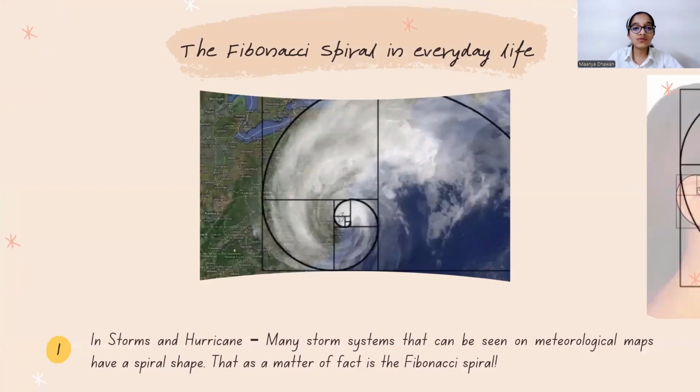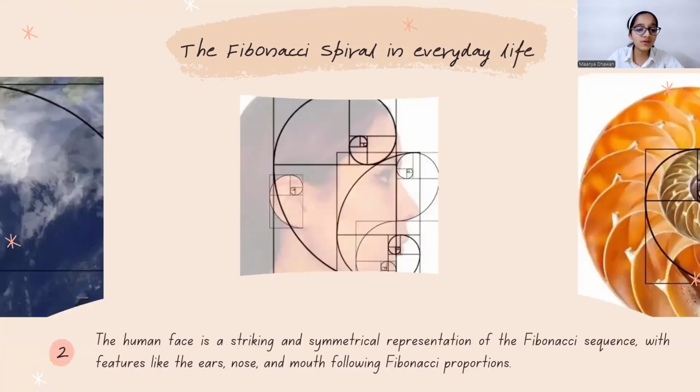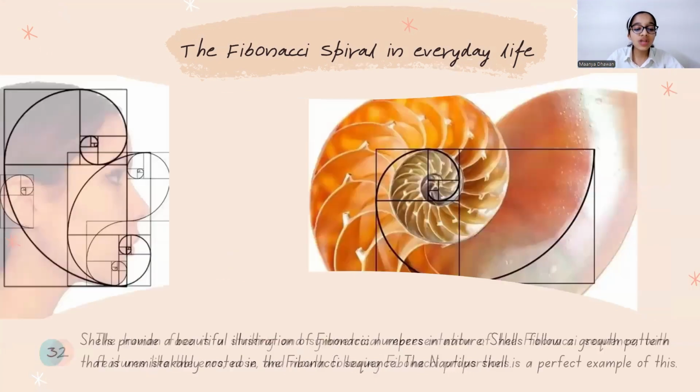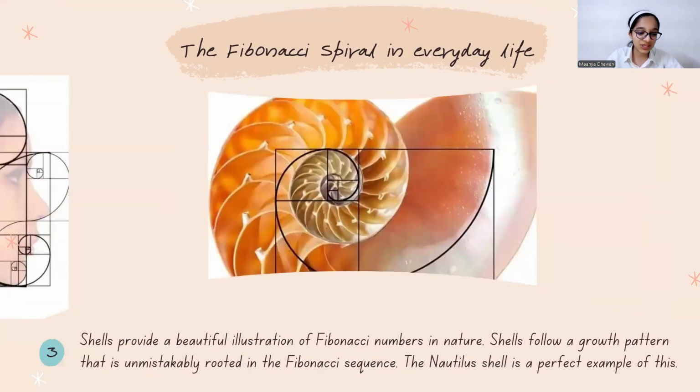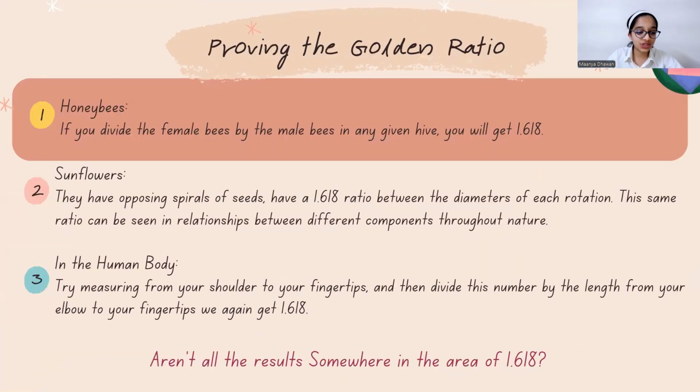Now, let's talk about the Fibonacci spiral in everyday life. The Fibonacci spiral can be witnessed in day-to-day life as well, like in storms and hurricanes, on the human face from our ears to the nose to our mouth, and as a matter of fact, we can see many Fibonacci relationships on our whole body. Shells are the most beautiful representation of the Fibonacci spiral. Now let's prove the golden ratio.